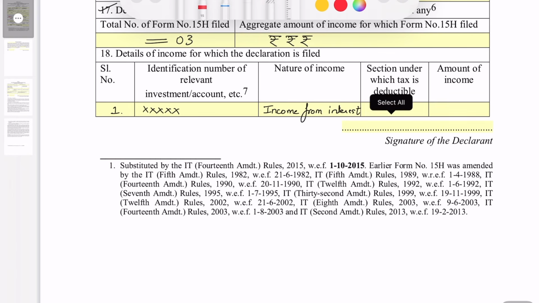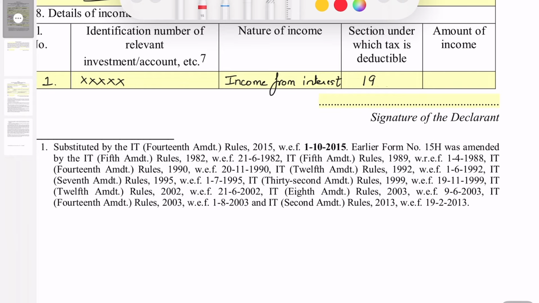And now this section, I'm so sorry. For some reason, touchscreens tend to do all of this, whether you have an iPad or anything else, I really don't understand what their problem is. Anyway, coming back to what I was saying, as far as the section under which tax is deductible is concerned, you don't have to understand this. Just put 194A. You don't have to really understand the section here. Just write whatever is here. And amount of income is your interest income, what we had mentioned in column 15. So that amount is going to come here.